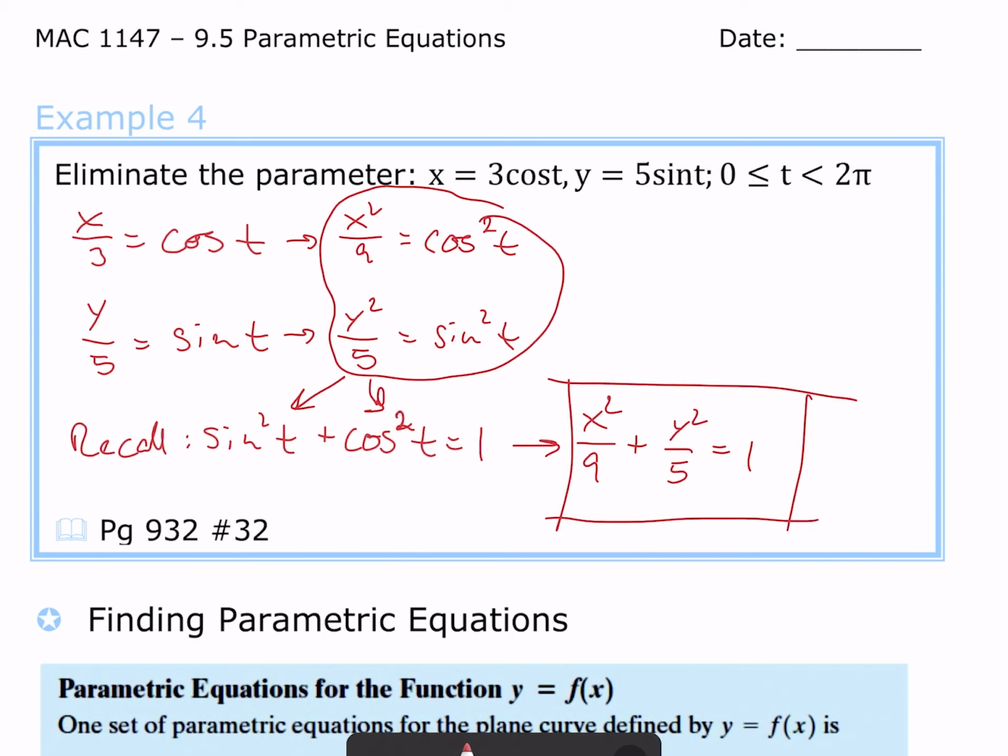We have eliminated the parameter because inside of my pseudo rectangular box there, we've got our equation without any t values anymore. So we've eliminated the parameter, and this equation looks familiar. We've seen this fairly recently. This is the equation of an ellipse.